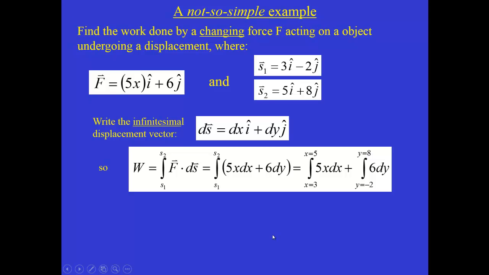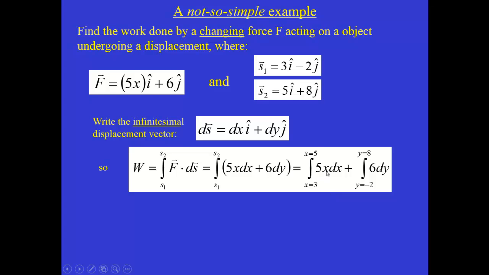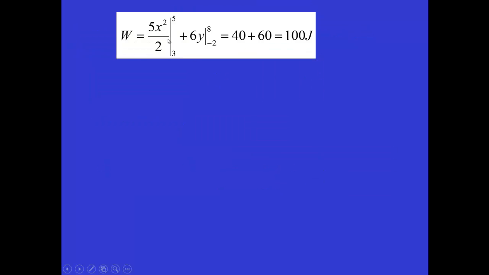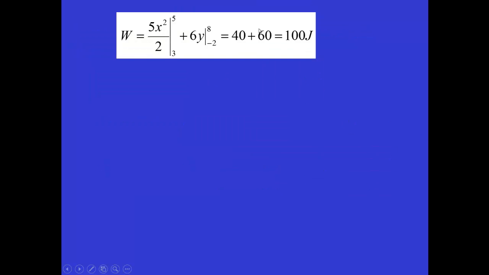All right, so what do we get here? The first term, 5x dx, is the same as x to the first, and we know the integral of x is x squared over 2. So that will give us 5x squared over 2 evaluated between x equals 3 and 5. The second integral, 6 dy: 6 is just a constant, so when we integrate that, we simply get 6y evaluated between y equals -2 and 8.